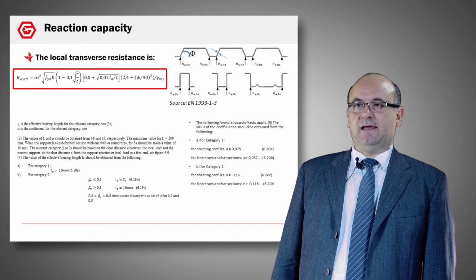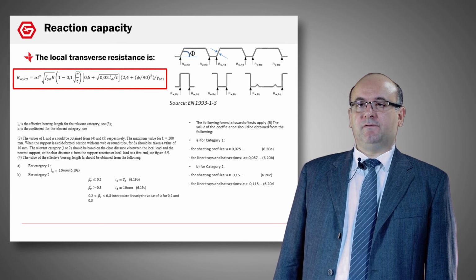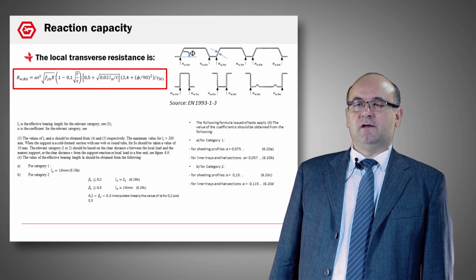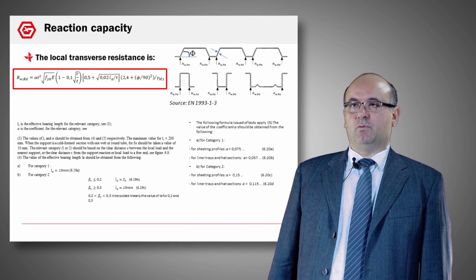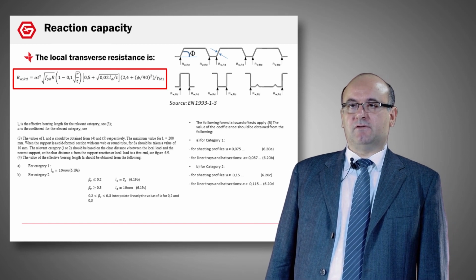After we have LA, again a function of the category of the profile. LA is the fictive length, the fictive width of the support. And of course, we have phi, that is the pitch of the web. You can see this on the drawing on the top right. And we have gamma M1, that is the safety factor.